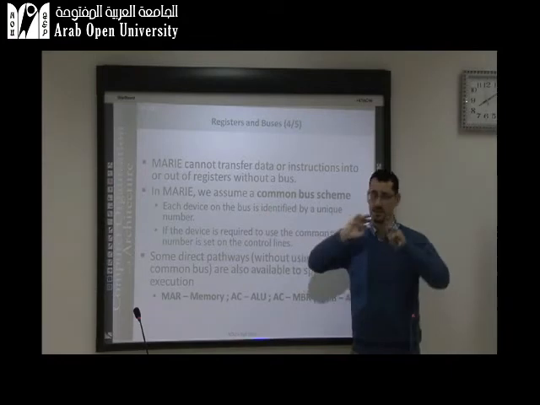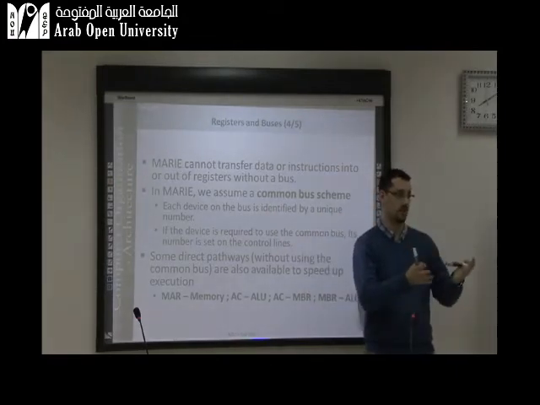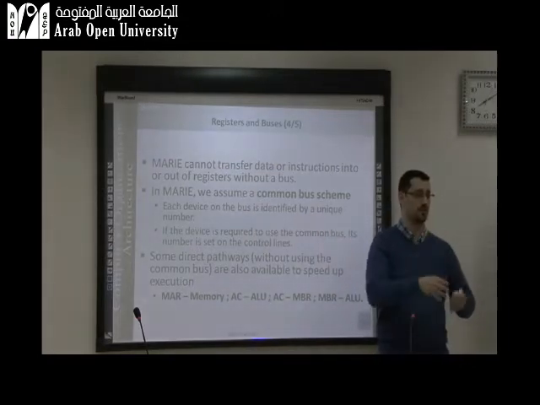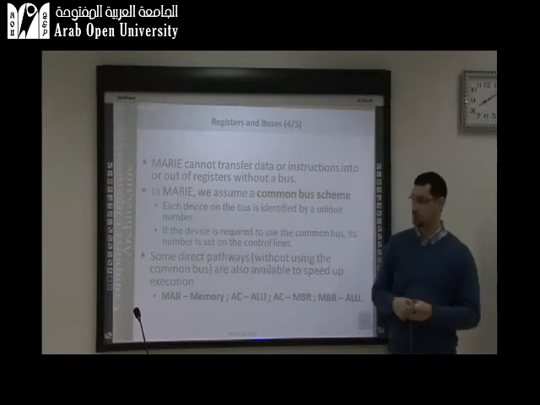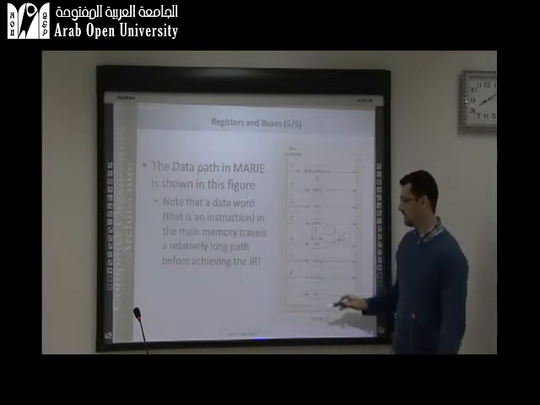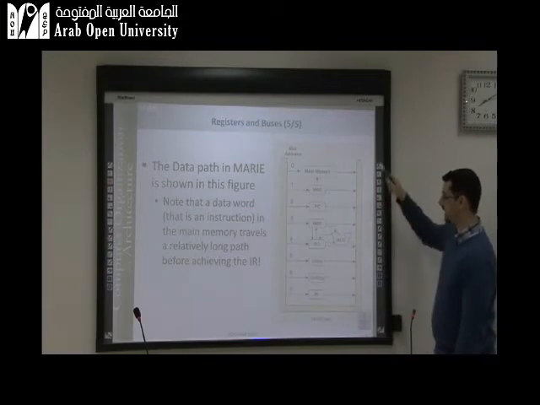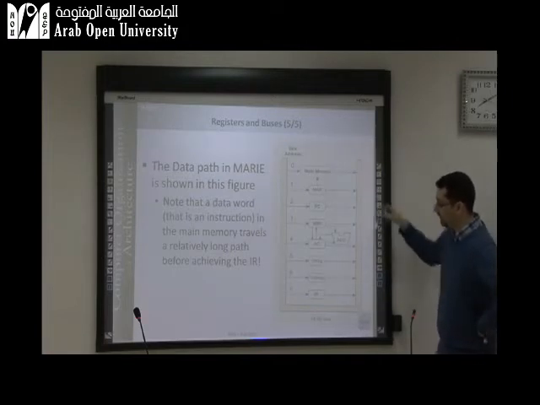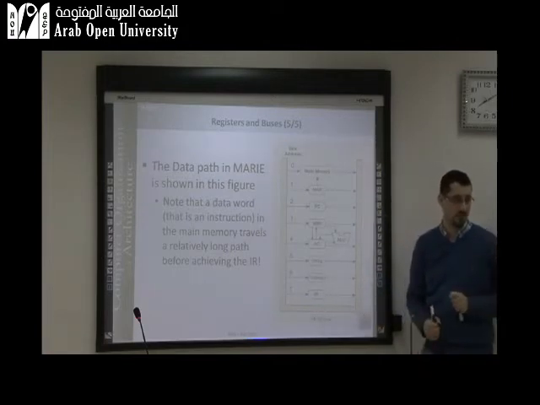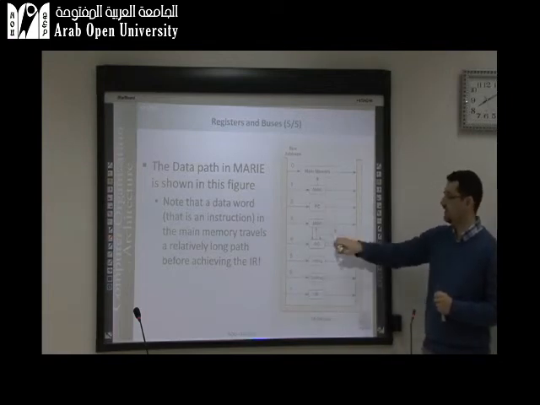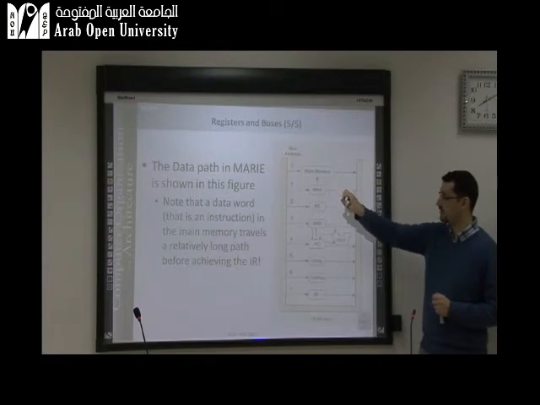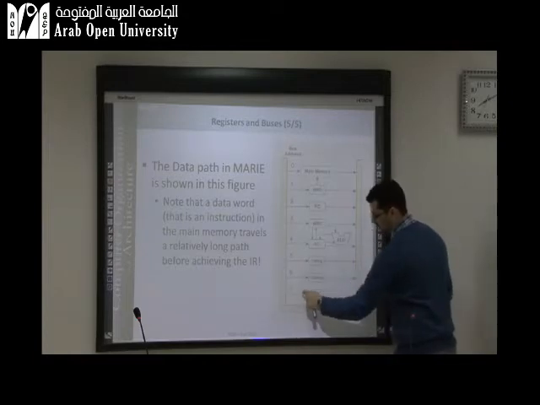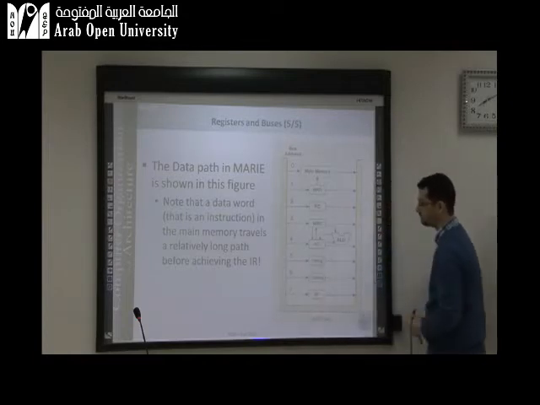In MARIE, how are these registers connected? We surely use a bus. And MARIE uses a common bus scheme, that means that all the registers use the same bus. So let me directly go to the picture that shows the connections between registers. So we have a common bus scheme. For example, if the control unit is fetching an instruction from the memory, the main memory sends the instruction to the instruction register. So it travels all this path.